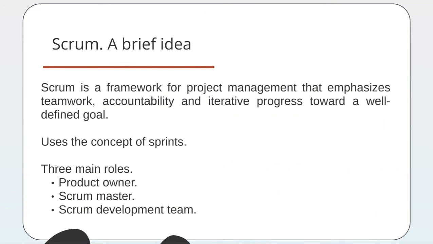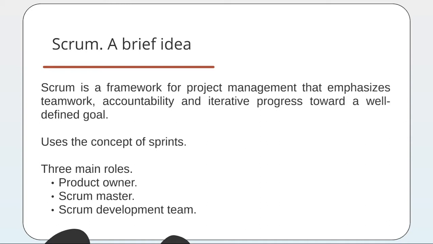So talking about Scrum, as you all know, it's a framework for project management that emphasizes teamwork, accountability and iterative progress toward a well-defined goal. In Scrum, we follow the concept of sprints. Each sprint is about 2 to 4 weeks long. There's a product backlog with product backlog items created by the product owner, and the team will take some of those items into the sprint backlog and then develop them within a particular sprint. So that is the basic concept of Scrum.